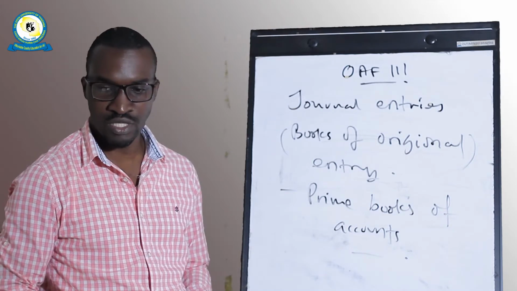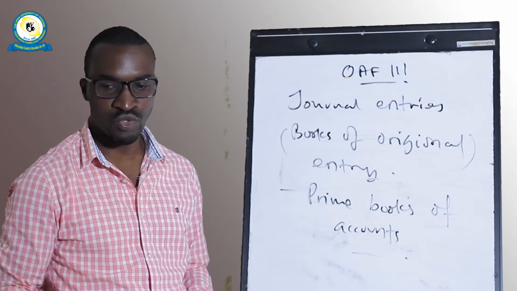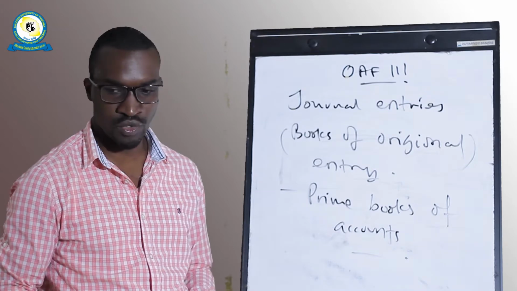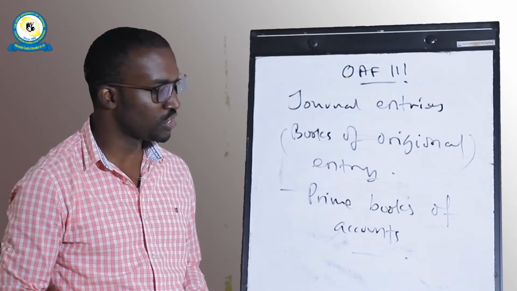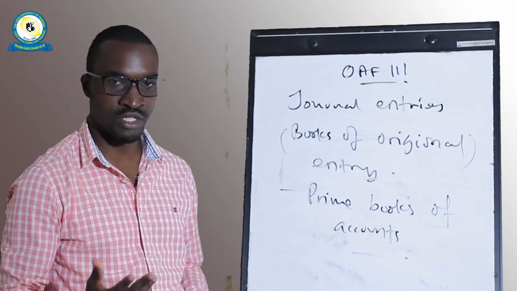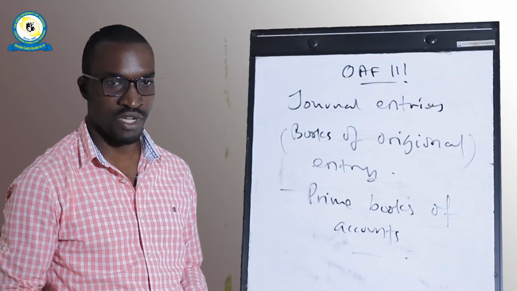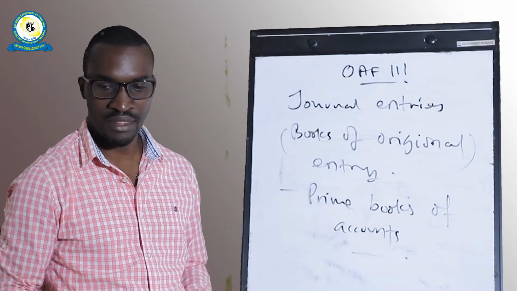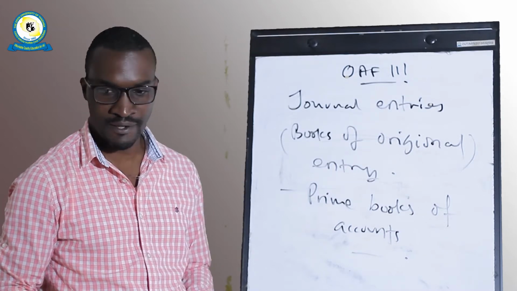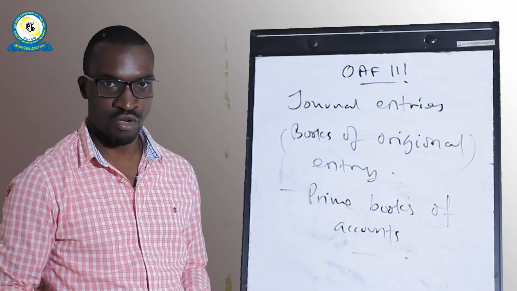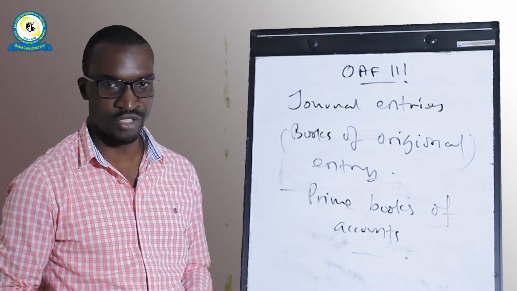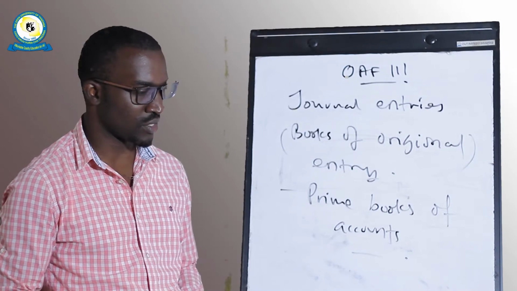The first part required you to explain some of the subsidiary books or books of original entry that you know. You were supposed at least to mention 5 of them, or if not 5, at least 3 of them. And then in part 2, you were given a number of business transactions, and you were required to come up with the journal entries. So that was what the question was all about.